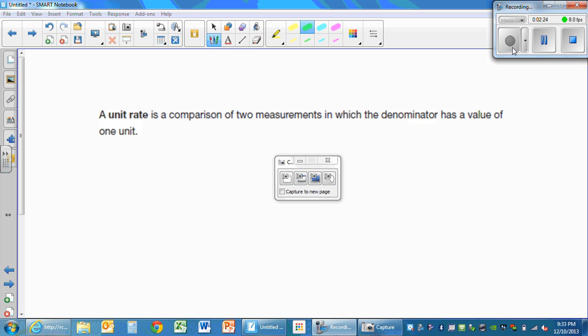Section 3.1 also goes back and talks about unit rates. We talked about unit rates a few lessons ago. So just to refresh your brains on unit rates, it's a comparison of two measurements in which the denominator or the bottom number has a value of 1.